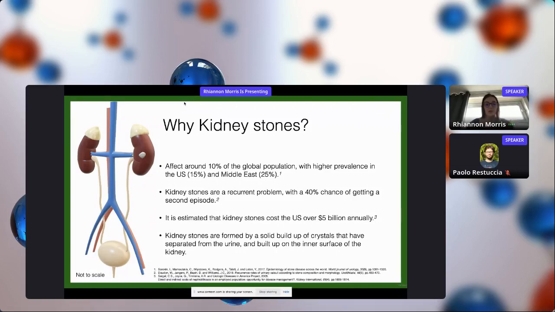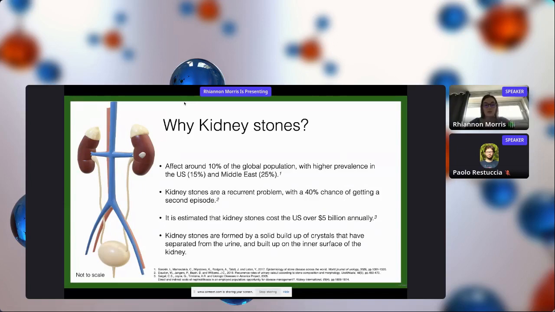This can mean that one patient can have 6 or 7 kidney stones in their entire lifetime. A study estimated that kidney stones cost the US over $5 billion annually. And there's no real solution for kidney stones. Mostly in the NHS, they prescribe water tablets, and that's the only real solution. So people have to go in for scans to make sure they've got no stones.